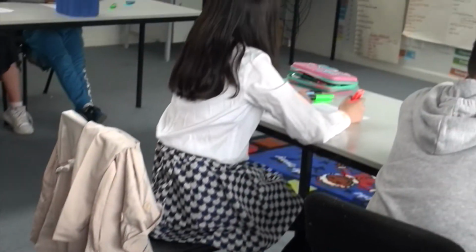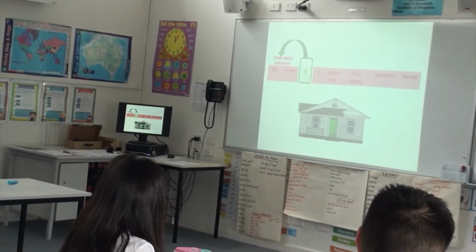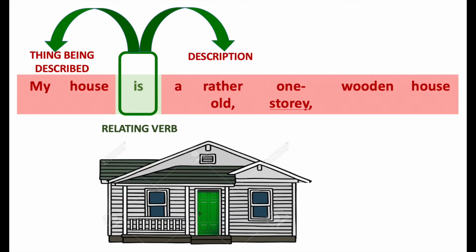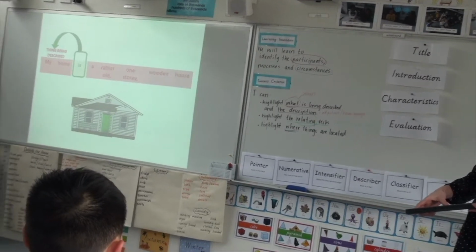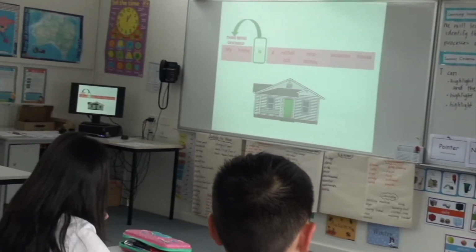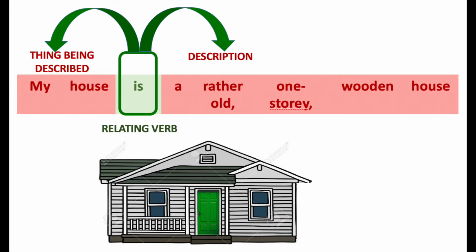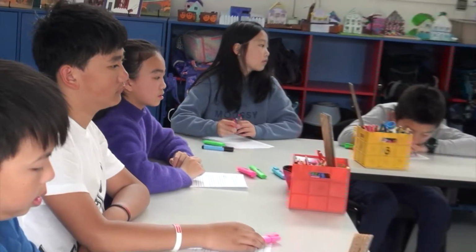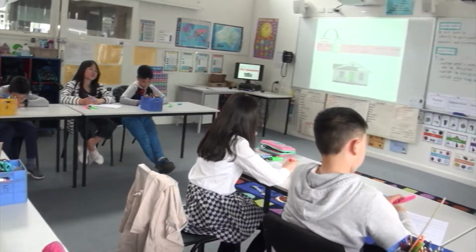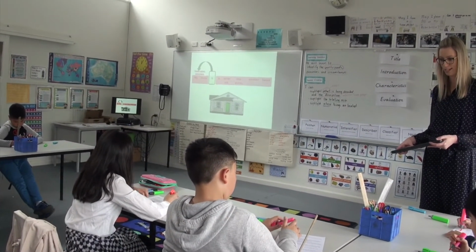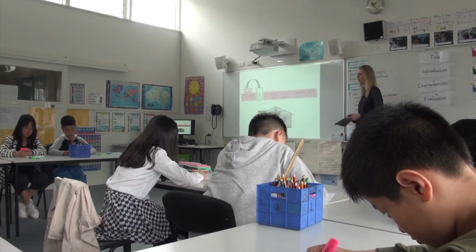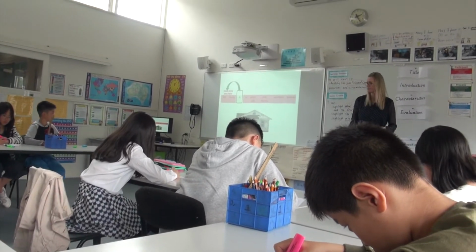And we're also going to highlight as the participant the description. What is the house like? What is it like? Selena. A rather old one-story wooden house. Okay, so you are going to highlight all of the description as the participant. A rather old one-story wooden house.